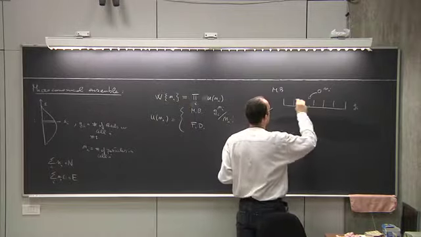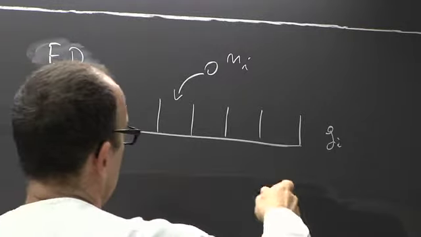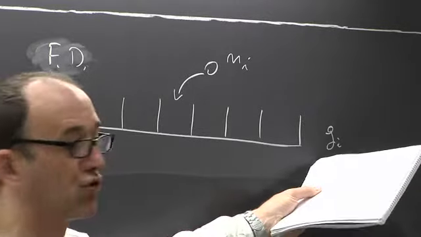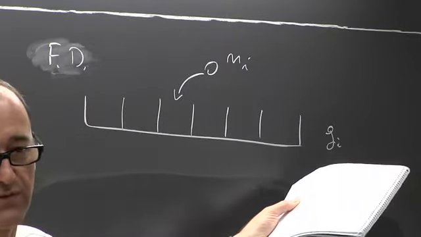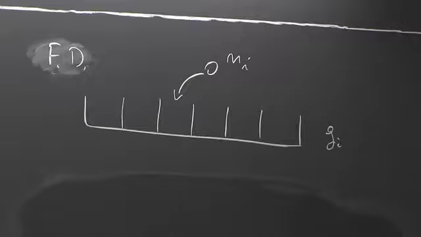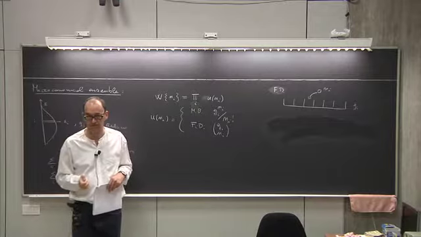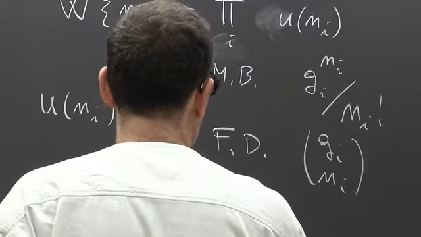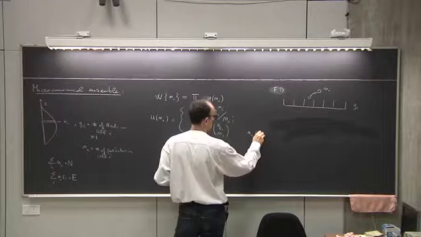In order to compute the number of ways in which I can do this in the Fermi-Dirac case, I have to look at the number of possible ways in which I can choose the ni energy levels which are occupied out of the gi energy levels. Okay? And this is just the combinatorial factor, gi choose ni. And of course I will have ni less or equal to gi.